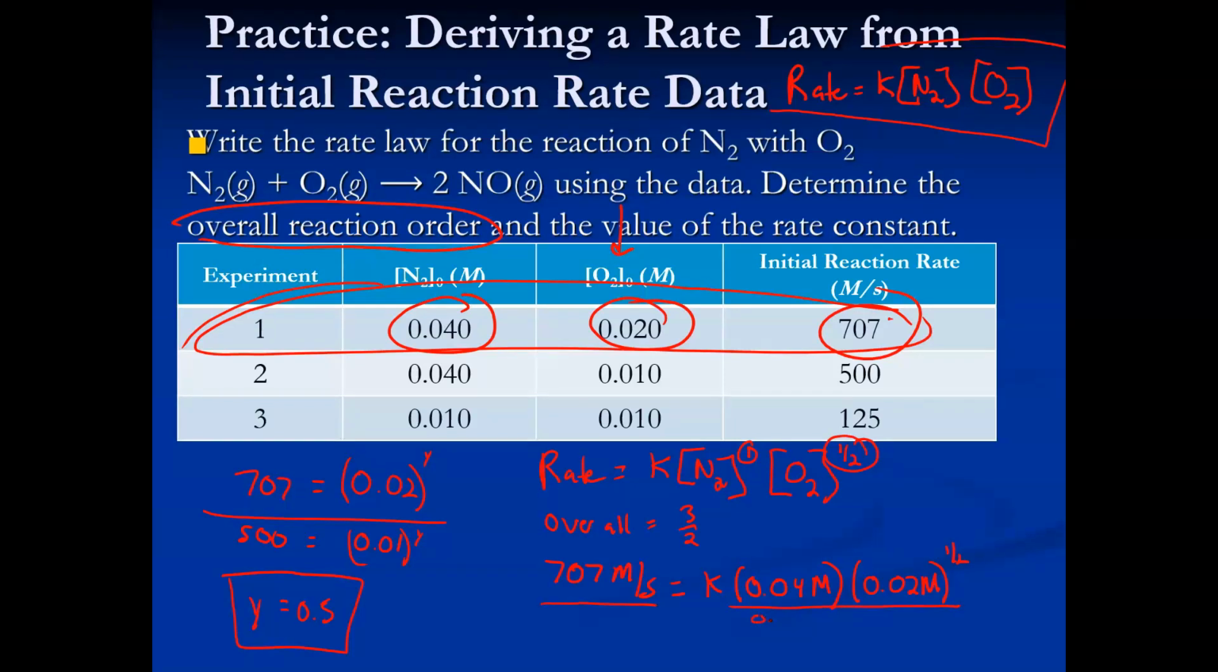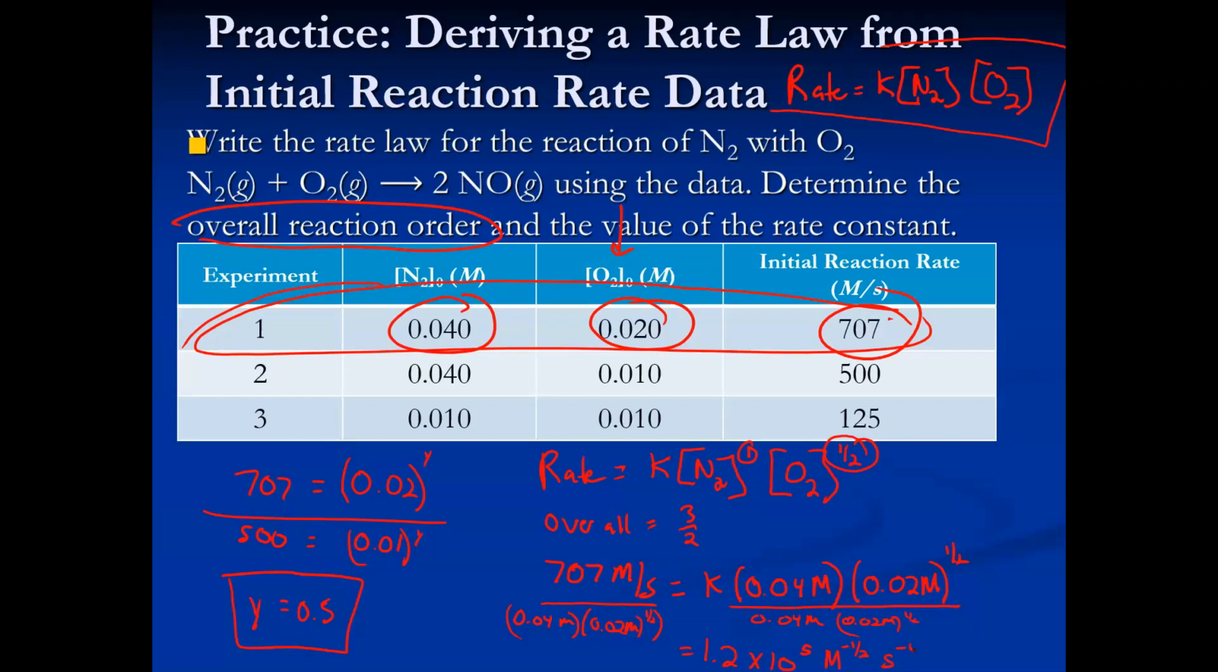I'm going to run out of room. 0.04 molar, 0.02 molar to the 1/2. And so when we put that over here, again, you're going to put all this in your calculator, but I'm just setting this up so you can see what happens with our units. They get a little crazy. So when we do this, we end up with 1.2 times 10 to the 5th. And our units are m to the negative 1/2, s to the negative 1.